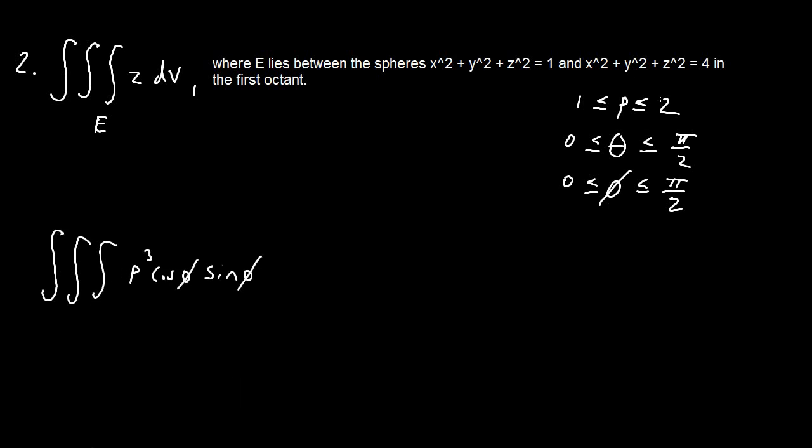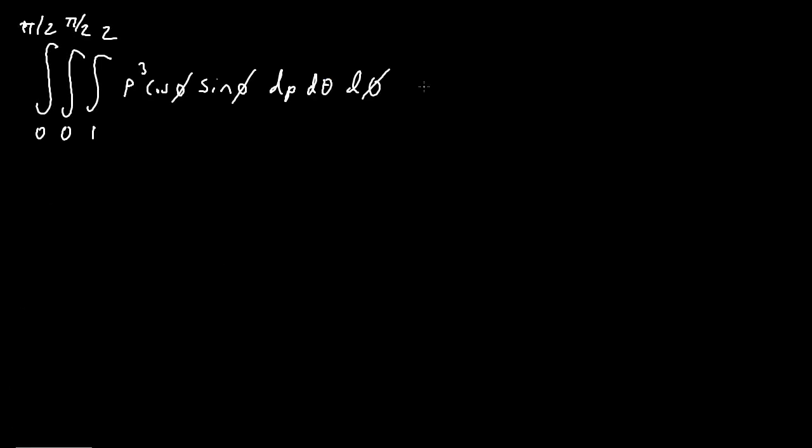Now since all of our bounds are constants, we can go ahead and put whichever one first on the inside. So let's go ahead and put rho first. So rho goes from 1 to 2, so we have d rho on the inside. Let's put in theta from 0 to pi over 2, so d theta, and then we have d phi lastly, also going from 0 to pi over 2. So now we can go ahead and evaluate.